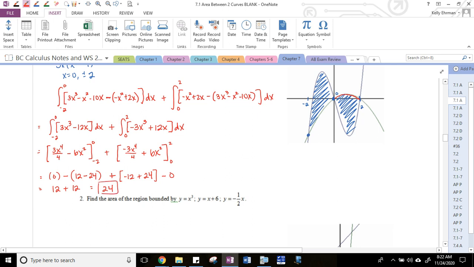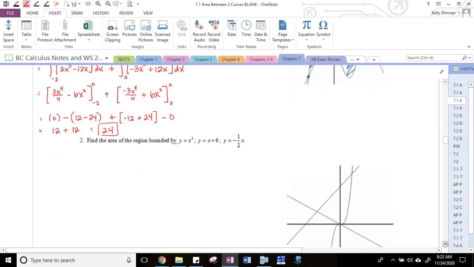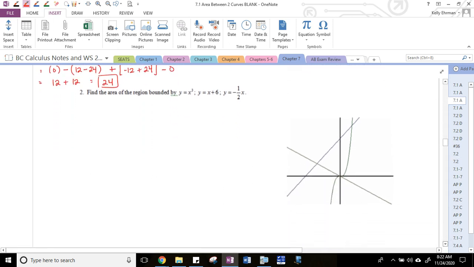Finally, we get to the total shaded area. Total area there is 24 units. All right, let's do another one. And I'm just going to keep going until I run out of time in this class period. And then the rest will be homework.